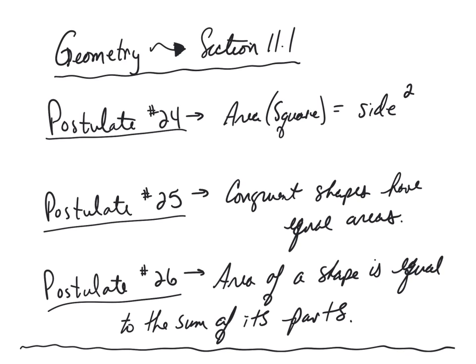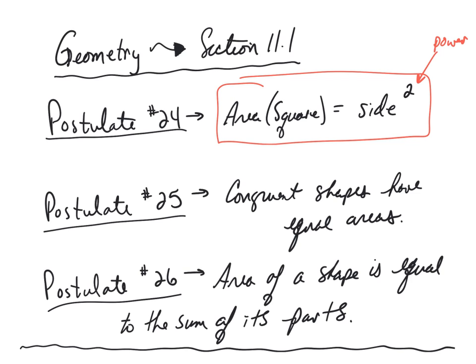Postulate 24 gives us a formula for the area of a square. The area of a square is just going to be the length of one of the sides raised to the second power. So just make sure you notice the power there. Okay? 25 and 26 aren't very important, but there they are.